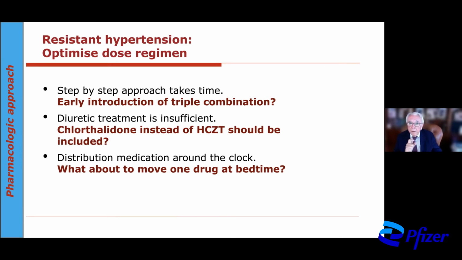Concerning the diuretic treatment, is diuretic treatment insufficient? Is 12.5 or 25 of hydrochlorothiazide enough? Maybe chlortalidone instead of hydrochlorothiazide, more potent, and the distribution of medication around the clock. Then you need to think, if you are giving 3-4 drugs, whether moving one drug to bedtime will be okay or not. These are questions that can be put above the table when we are trying to start treatment and to control patients with refractory hypertension.